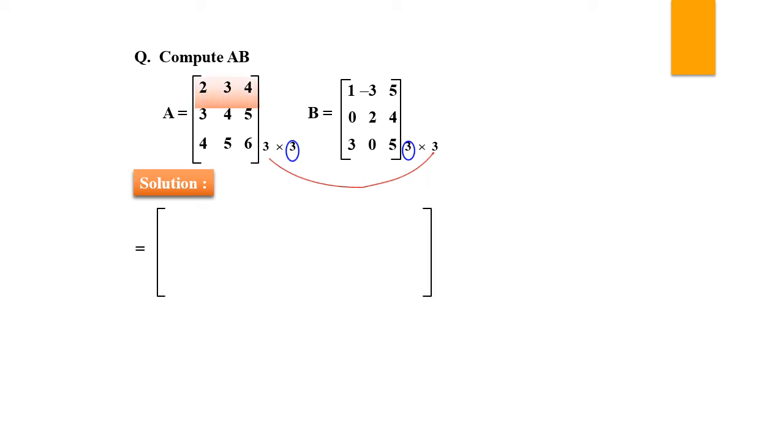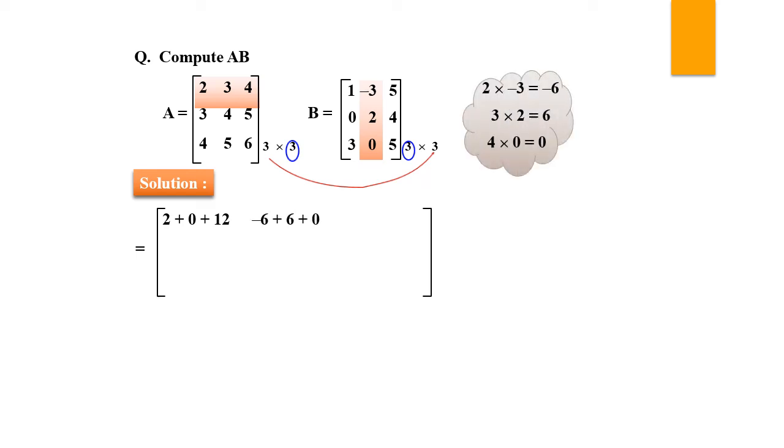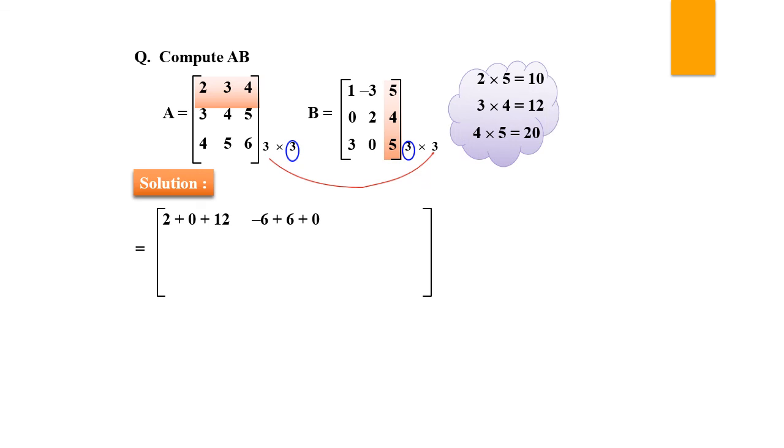So elements of the first row into the first column, we get 2 into 1 is 2, 3 into 0 is 0, and 4 into 3 is 12. So write down the sum of the products of these elements. Next 2 into minus 3 is minus 6, 3 into 2 is 6, and 4 into 0 is 0. Multiply the elements of R1 with C3, we get 10, 12 and 20.